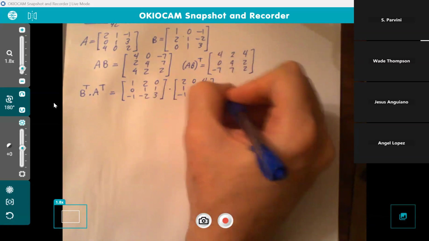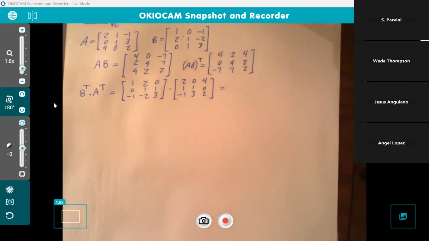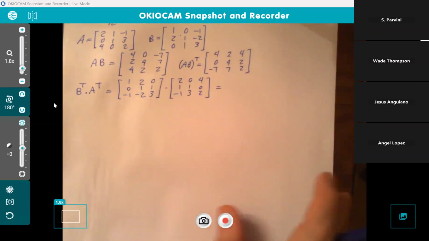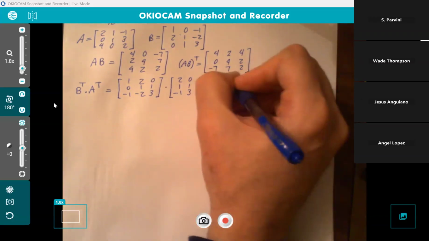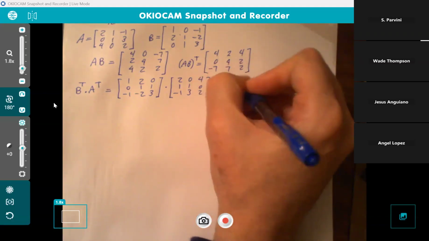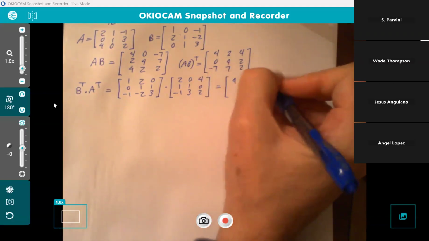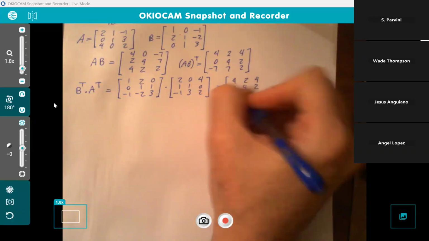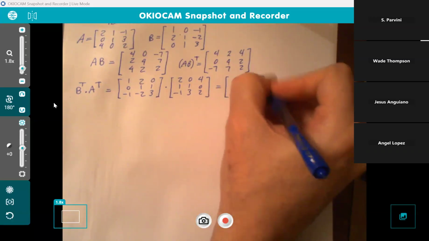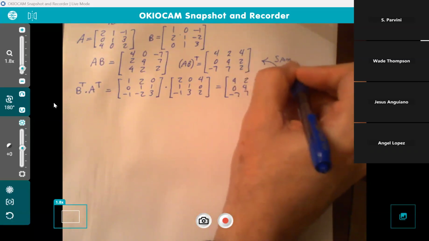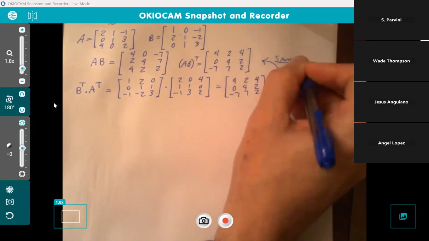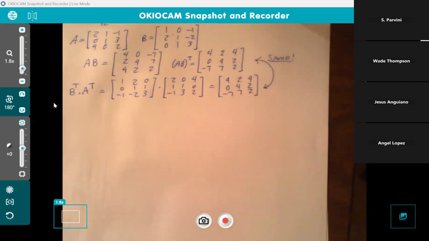And then I went to the website and I actually multiplied them, or you can do it the hard way, like we learned how to do today. But once I did this, I get 4, 2, 4, 0, 4, 2, negative 7, 7, 2. And you can clearly see that these are the same. So that's what he wanted. He said verify them, and we did.